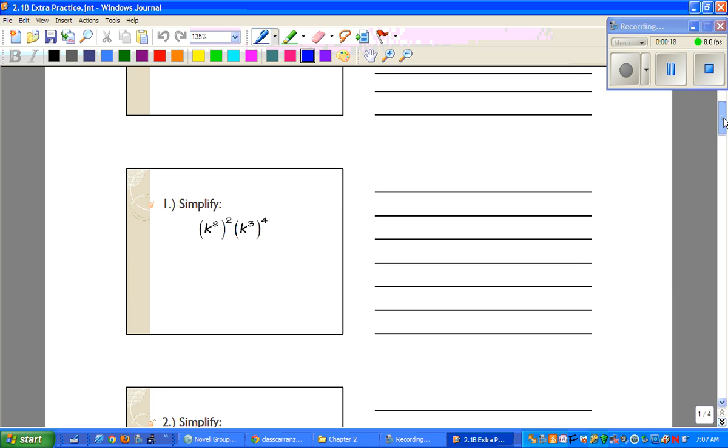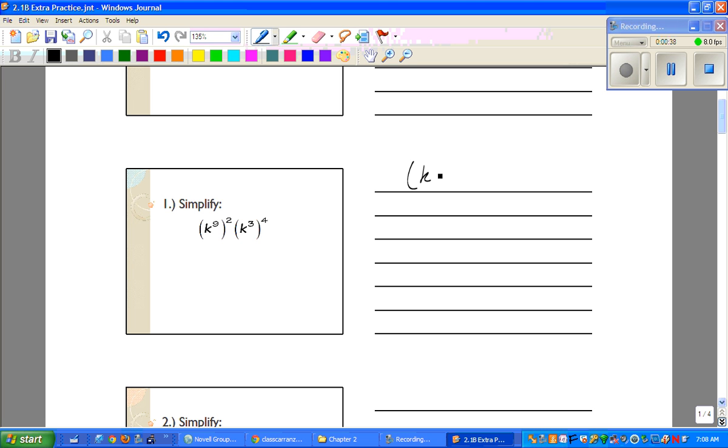Hopefully you have printed this worksheet out and you can follow along with us. So today we're just going to be combining some of the rules that we talked about yesterday into more complex problems. All right, so I'm going to do all of my work on these lines.